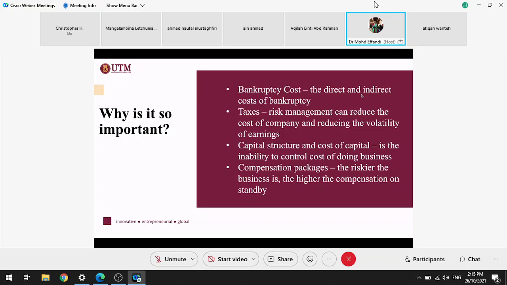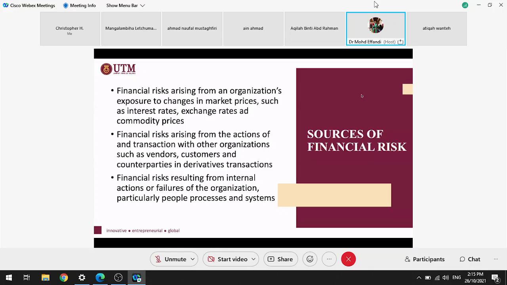So we have these sources of financial risk. Financial risk arising from an organization's exposure to changes in market price, such as interest rate, exchange rate, and commodity prices. This is basically what we call market risk, where this risk is difficult to diversify, and sometimes they call it systematic risk. Systematic risk means that nobody can do anything about it.